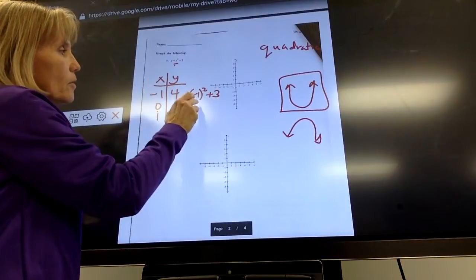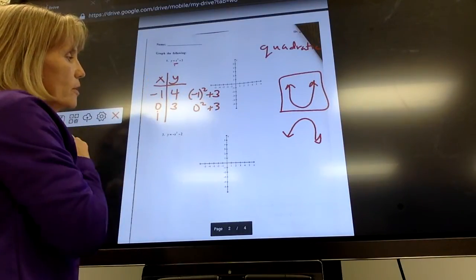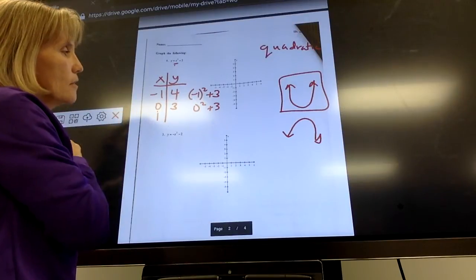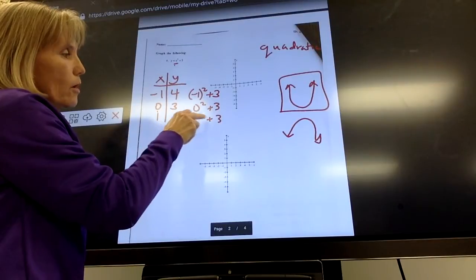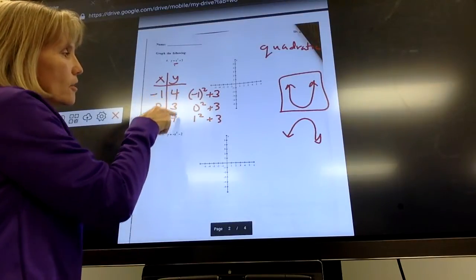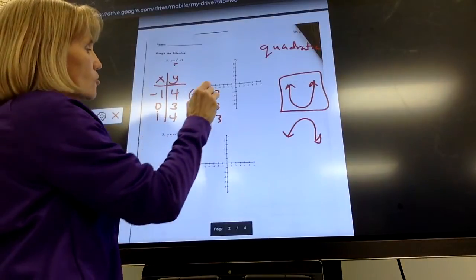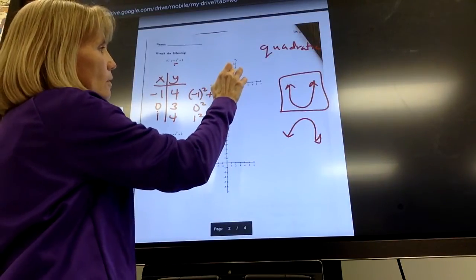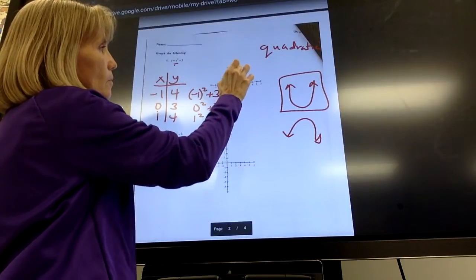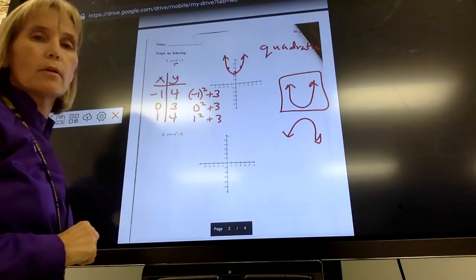-1 squared is 1. Plus 3, I get a value of 4. Then I'm going to plug 0 into that equation. 0 squared plus 3. Well, that's 3. And then I'm going to put in +1. 1 squared is 1 plus 3, I get 4. You can see that you get y values that repeat, and that will happen with your parabolas. So if I plot those points, and I draw my parabola.